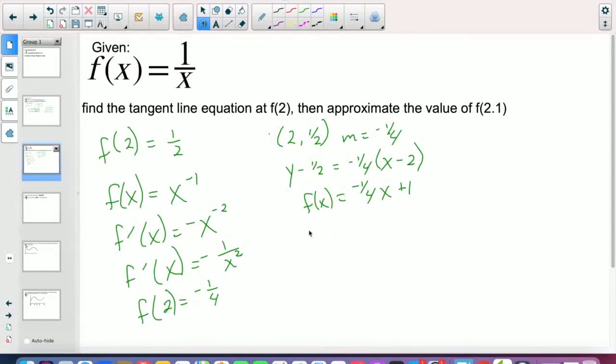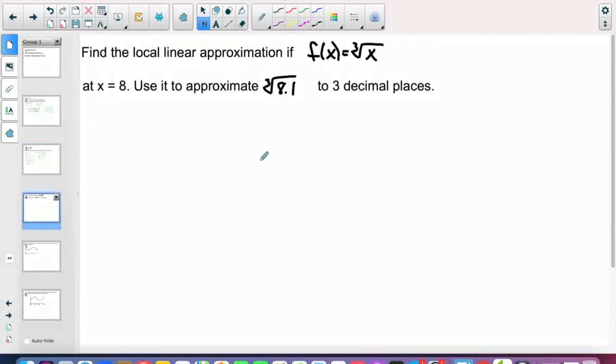And they want us to find f of 2.1. So if I plug 2.1 into that function, I end up getting 0.475.